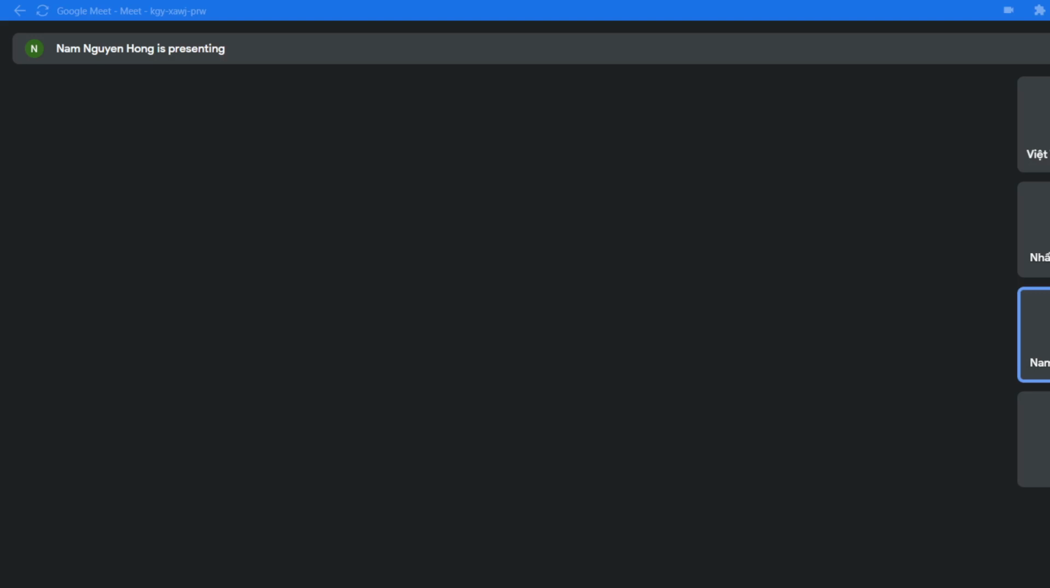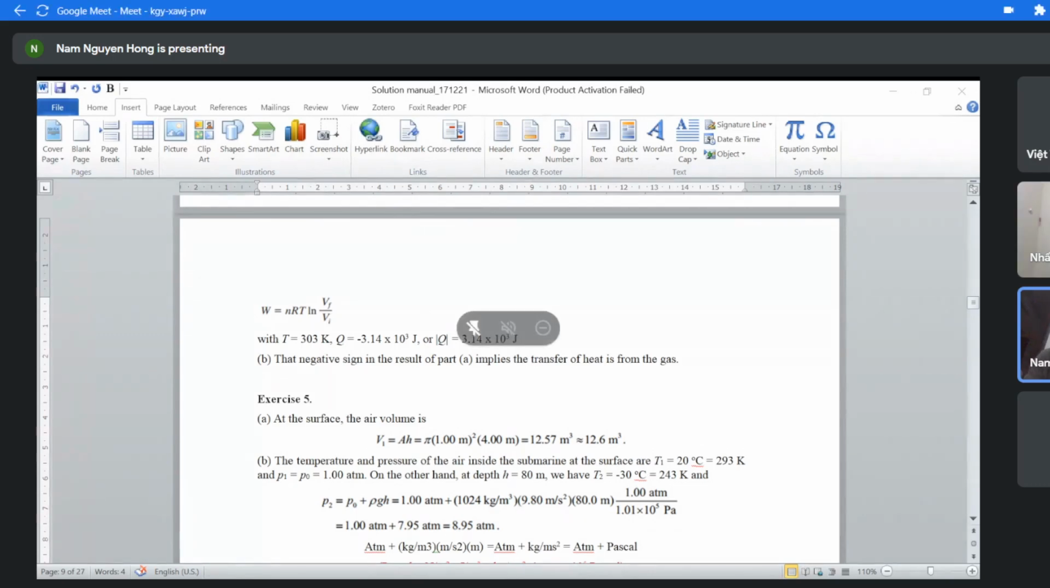So you understand? Because if we apply the ideal gas law PV equal nRT, you will see that if we have a change in pressure, so an increase in pressure, a decrease in temperature with the same amount of moles of air, then the volume at sea level will be much bigger than the volume that the same amount of air occupies at depth 80 meters. This is the problem that we need to solve.